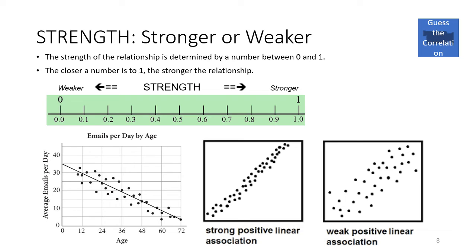And you can see an example on the far left of a negative or inverse relationship. It's inverse because it goes in a downward direction, and it's probably fairly strong. The points are pretty close to this line.